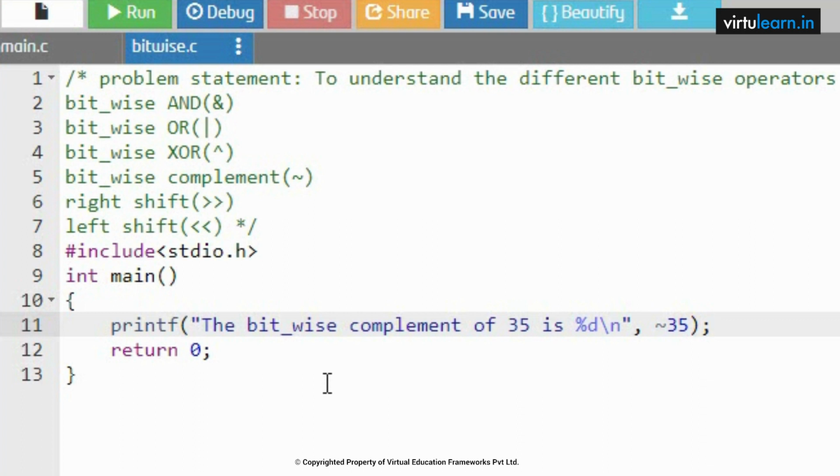The actual logic of bitwise complement is, for any given number n, the bitwise complement is minus of n plus 1. That is, bitwise complement of n is represented in 2's complement form, the 2's complement of the given number n, which is nothing but minus of n plus 1. This is how we get the value as minus 36 instead of 220.